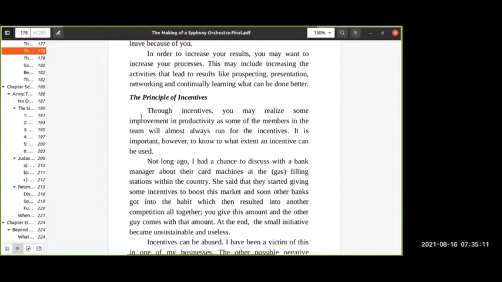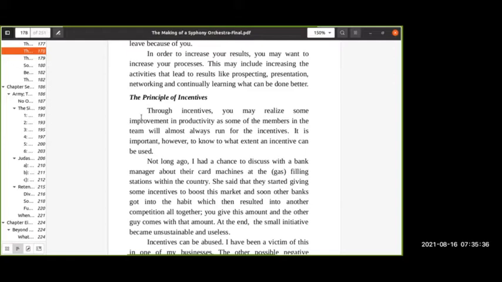Through incentives, you may realize some improvement in productivity, as some of the members in the team will almost always run for the incentives. It is important, however, to know to what extent an incentive can be used. Not long ago, I had a chance to discuss with a bank manager about their card machines at the gas filling stations within the country.